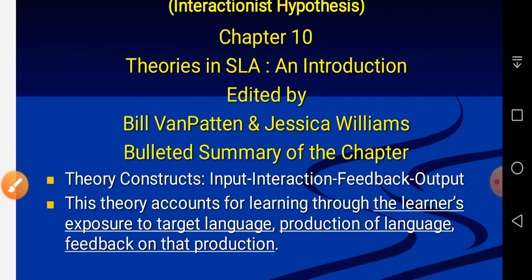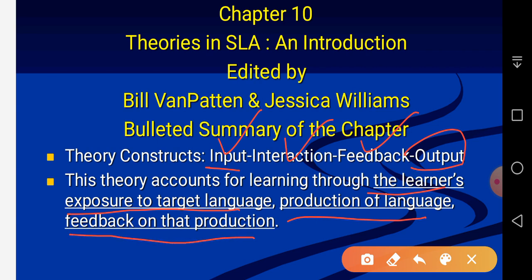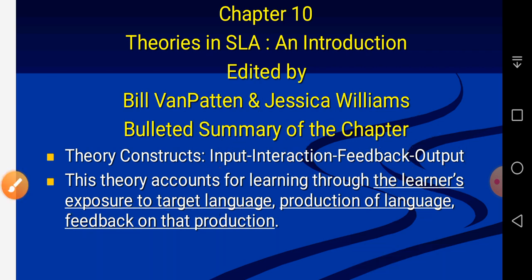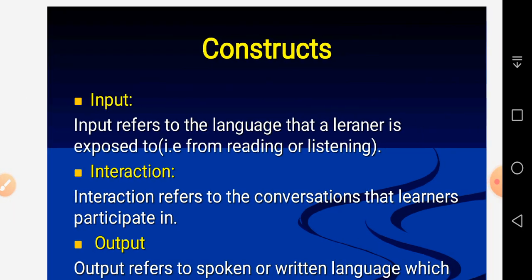Now, what are the constructs of this theory? This theory has these 4 constructs: input, interaction, feedback, and output. This theory accounts for learning through the learner's exposure to the target language, production of language, and feedback on that production. In the ensuing slides, I'll talk about all these very important constructs, but before I proceed further, let's talk a little bit about these constructs.